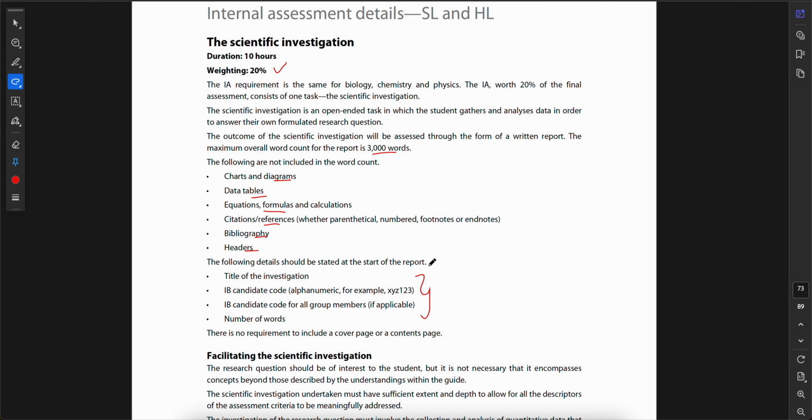Okay, let's go back to the explanation of the scientific investigation. The weight is 20%, and the outcome is a written lab report of 3,000 words, which doesn't include this part. The overall process is 10 hours, though I believe sometimes it could be more than 10 hours. It completes your IB chemistry grade: 80% from external assessments and 20% from this one.